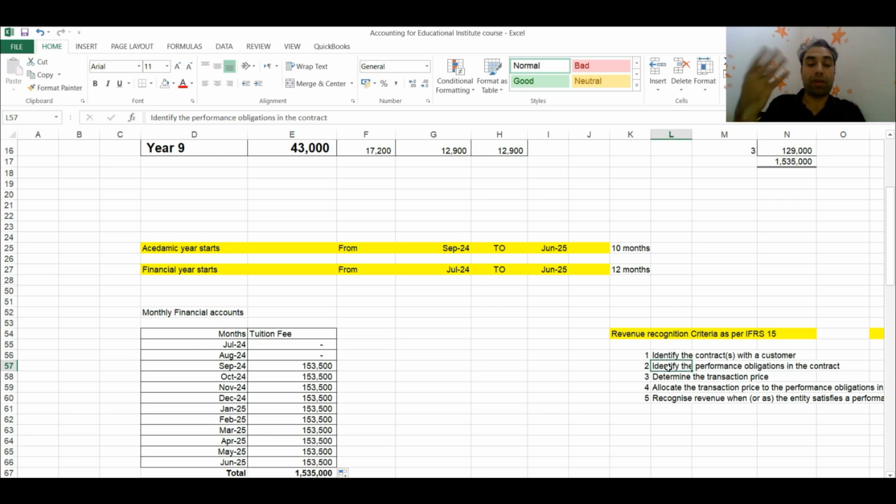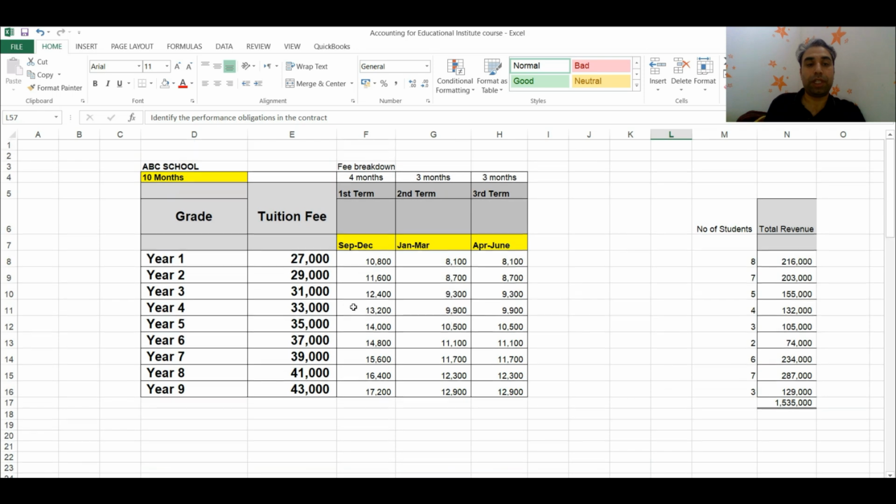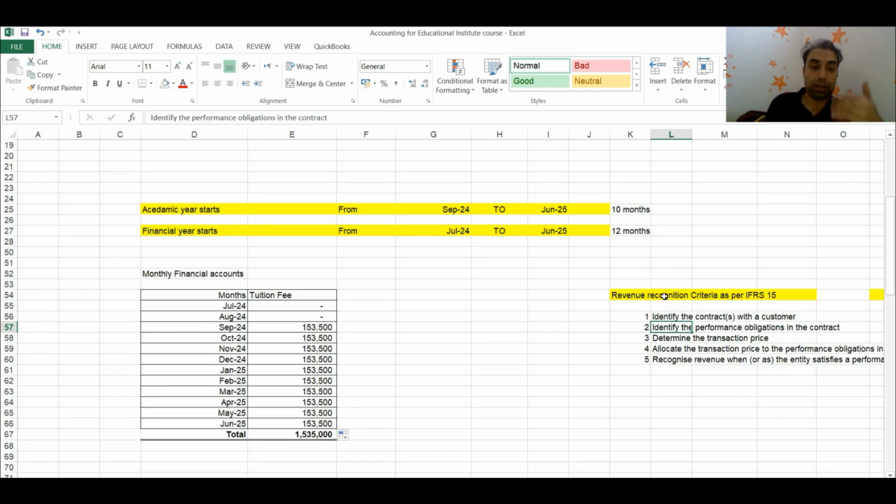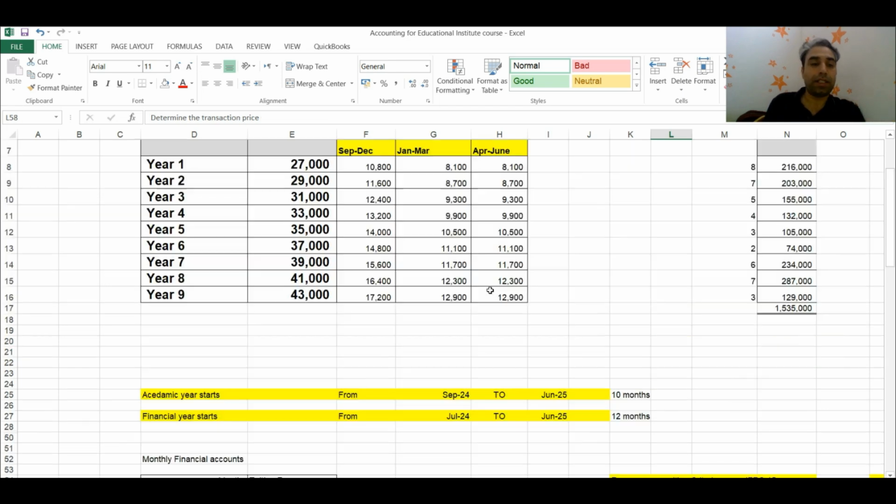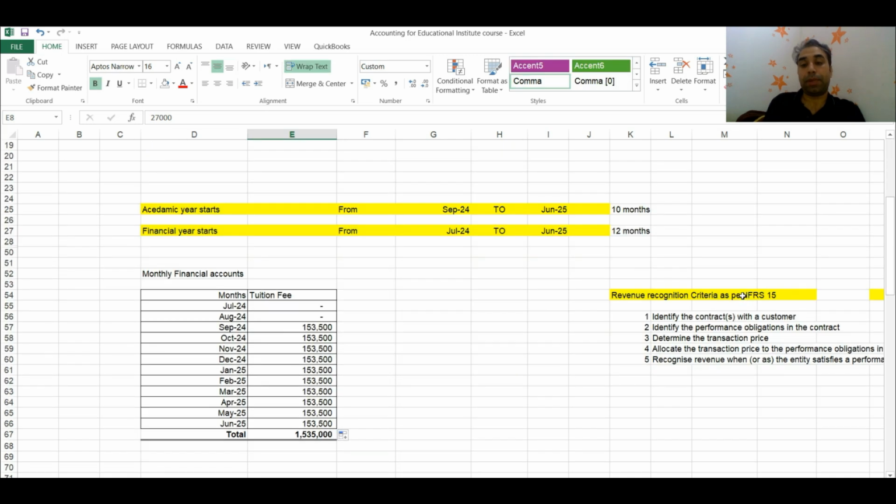Then identify the performance obligation. In our case, the performance obligation is the tuition services, and as a result of those tuition services we will get the tuition fee. Determine the price. We have already determined the price. Allocate the price to the performance obligation. This is important.